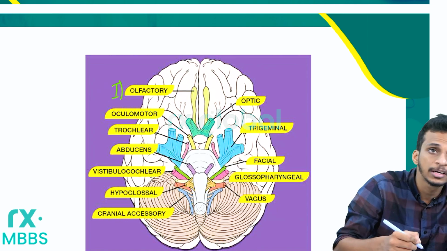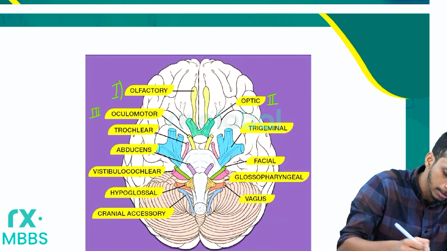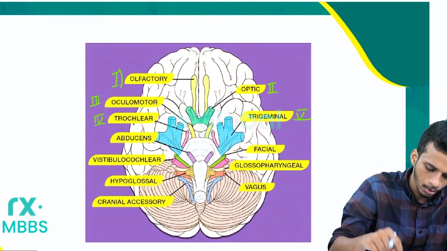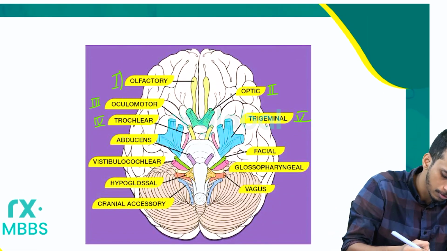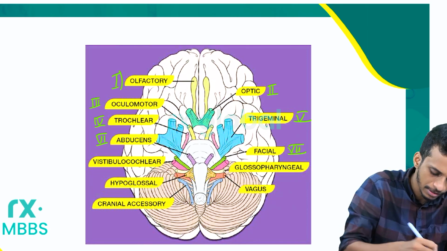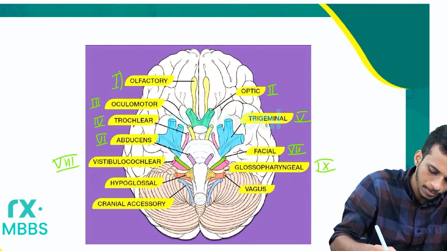Olfactory is our first cranial nerve, optic is our second cranial nerve, oculomotor is our third cranial nerve, trochlear is our fourth cranial nerve, trigeminal is my fifth, and trigeminal is the thickest cranial nerve. Abducens is my sixth cranial nerve, facial is my seventh cranial nerve, vestibulocochlear is my eighth cranial nerve, glossopharyngeal is my ninth cranial nerve, vagus is my 10th cranial nerve.